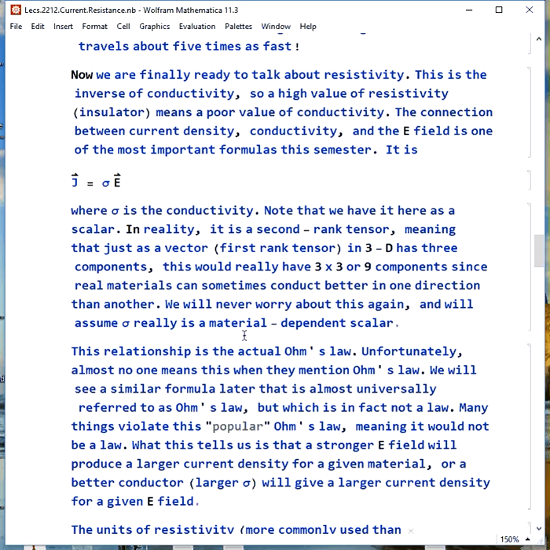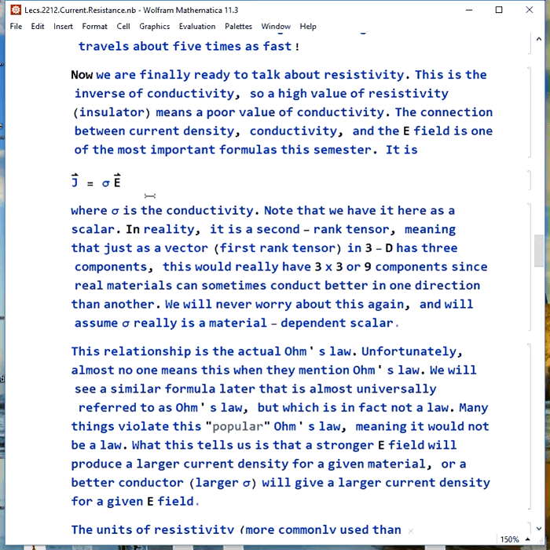Now we can talk about resistivity. This is the inverse of conductivity. So insulators would have a high value of resistivity and a low value of conductivity, and conductors would be the other way around. The connection between the current density, the conductivity, and the E field is a very important one, and we write it as J equals sigma E.